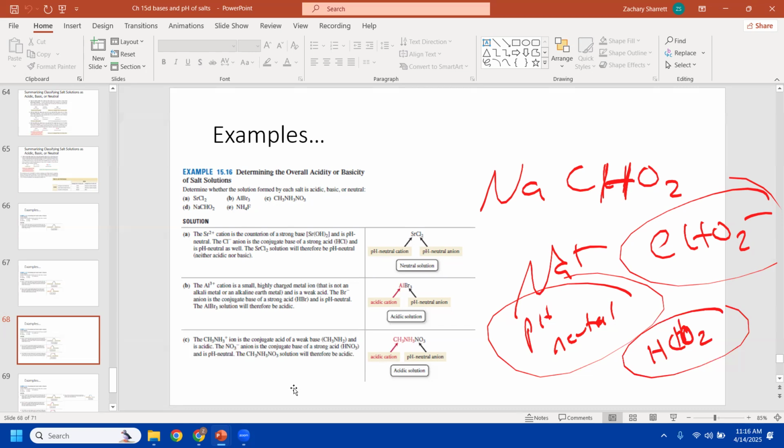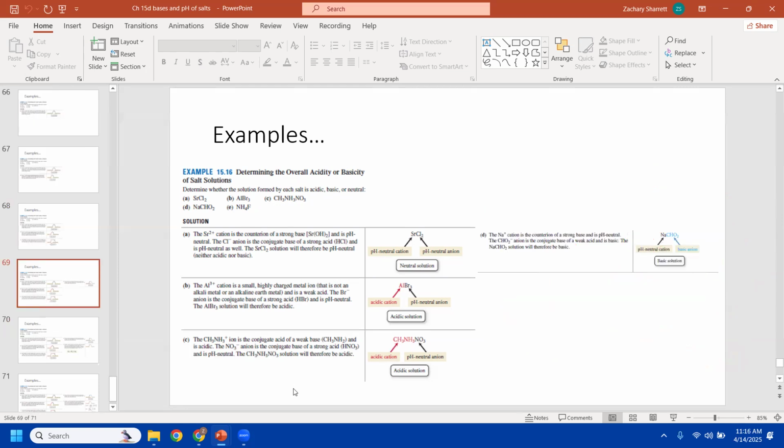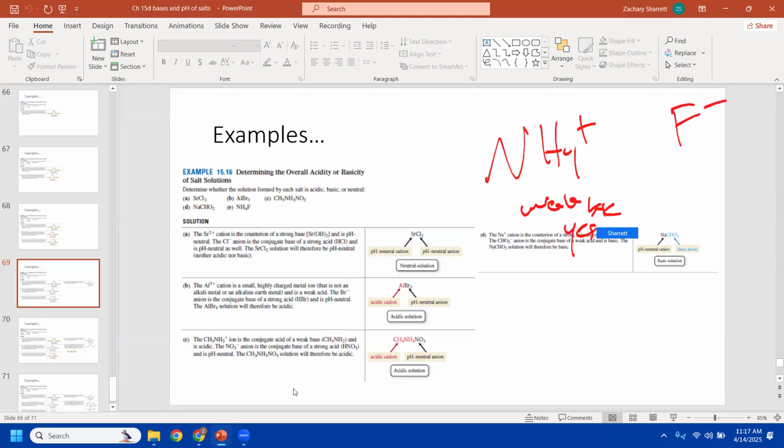This is a conjugate base, so it is a basic solution. So we would see that the sodium is neutral and the CHO2 minus is basic, so it's got to be a basic solution, right? Pretty easy, right? When one of them is pH neutral. What happens when we have NH4 plus and F minus? Is this the conjugate acid of a weak base? Yes. So that's going to be slightly acidic.